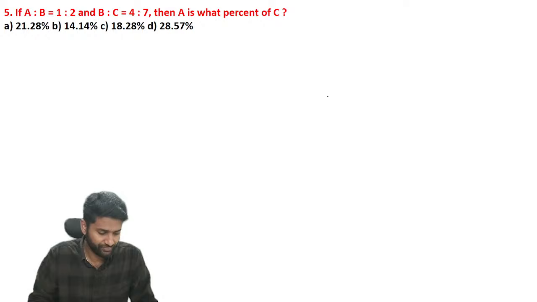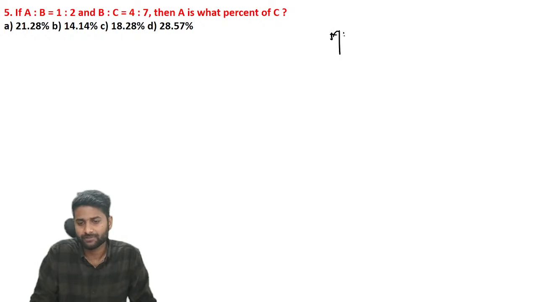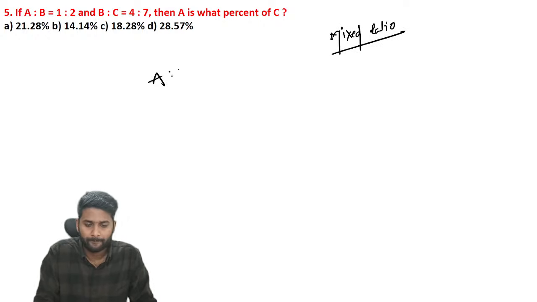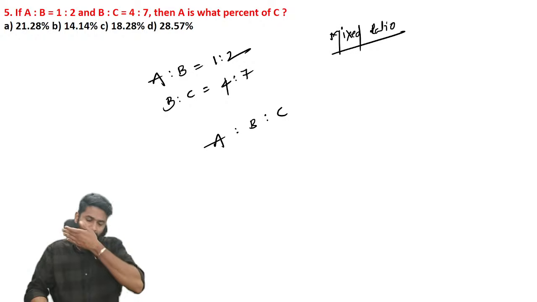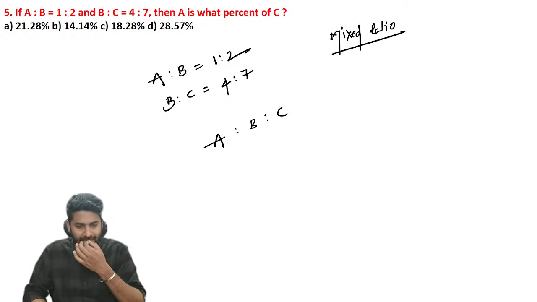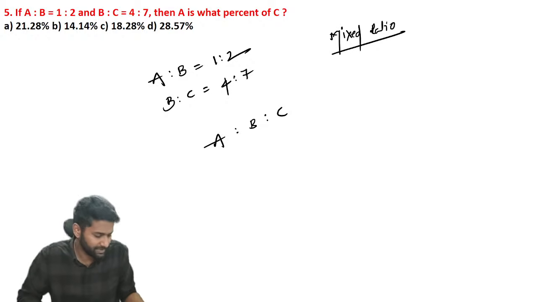Now let's see this question from mixed ratios. A is to B is equal to 1 is to 2. B is to C is equal to 4 is to 7. First you have to identify the A, B, C ratio. If you get this ratio, then you can identify A is what percentage of C.